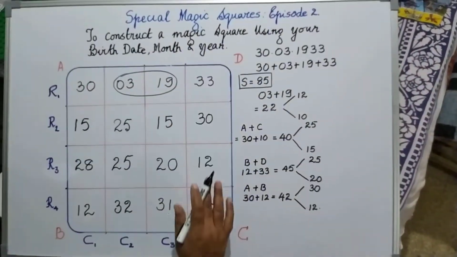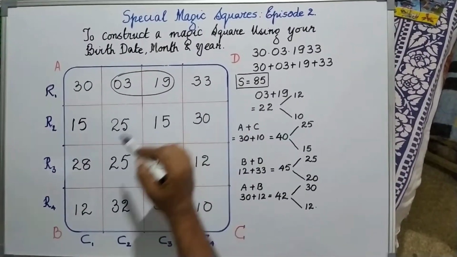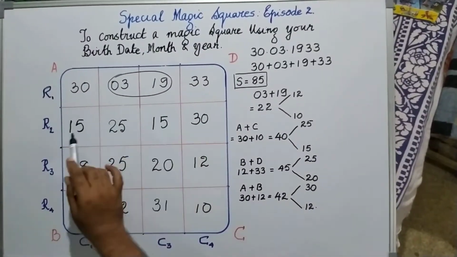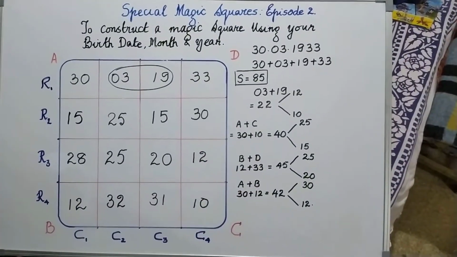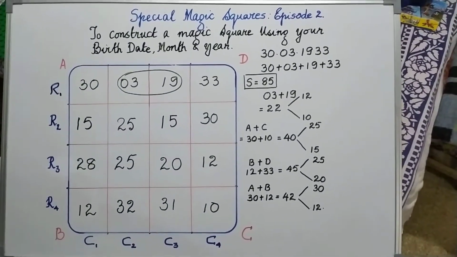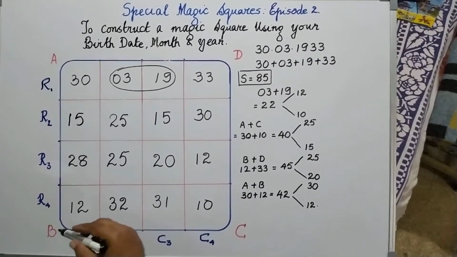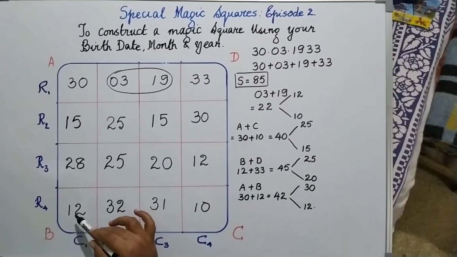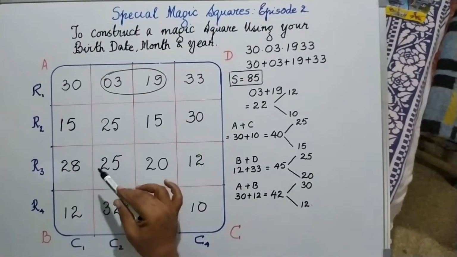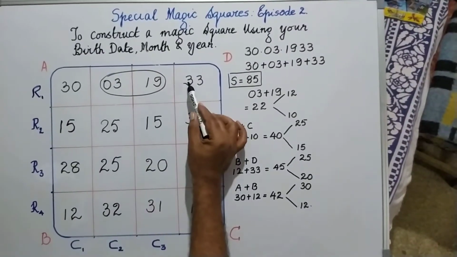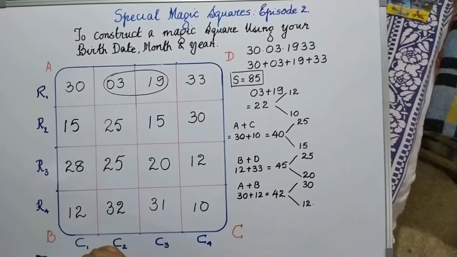Now in this magic square, on the principal diagonal or on the secondary diagonal, or on all the 4 rows and on all the 4 columns, if you add, you will get 85. You can cross check that. On the secondary diagonal, 12, 25, 15 and 33. 25 and 15 is 40. 40 and 30 is 70. 70 and 10 is 80. 80 and 3 and 2, 85.